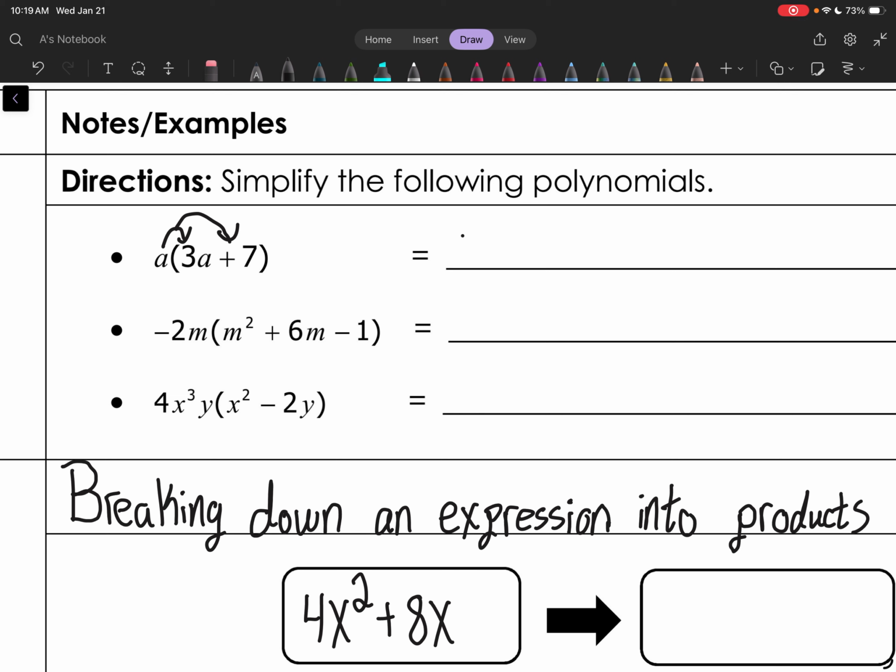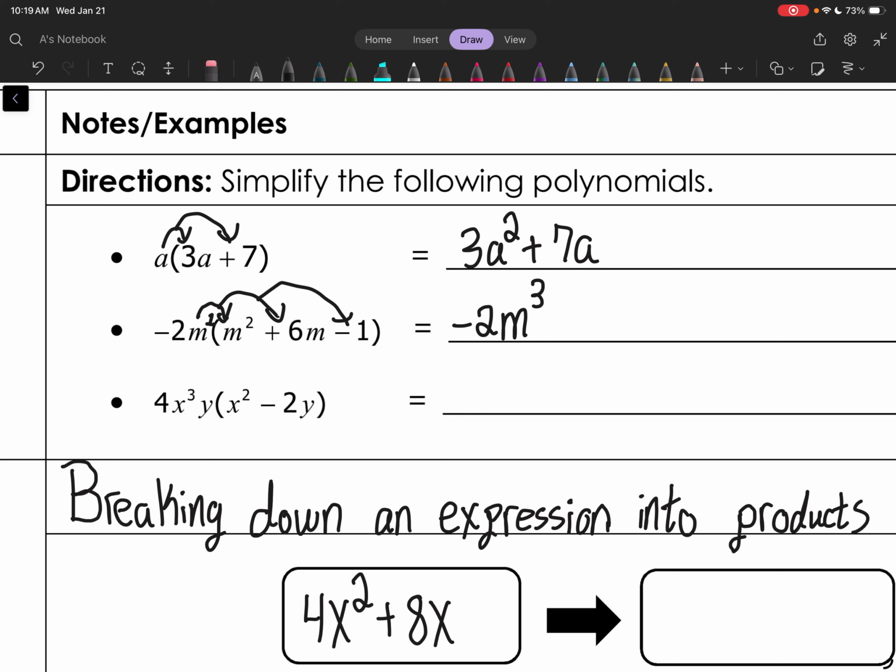3a times a is going to be 3a squared. A times positive 7 will be positive 7a. That's finished. Moving on to 2. I'm going to multiply negative 2m by everything. Negative 2 times the 1 for the m squared will be negative 2. M times m squared is m cubed. I'm adding the exponents. This is a 1, so 1 plus 2 is 3.